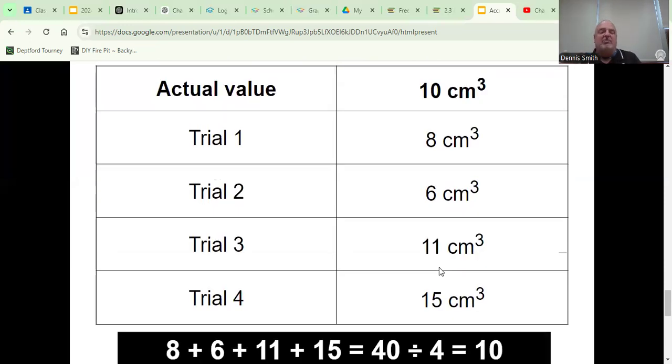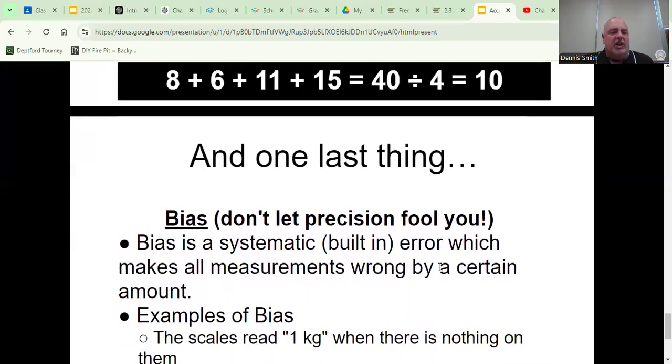Is it precise? Not really, because you go from 6 to 15. So there's a 9 cubic centimeter difference and the actual value is 10. So no, I would not say that they are precise.